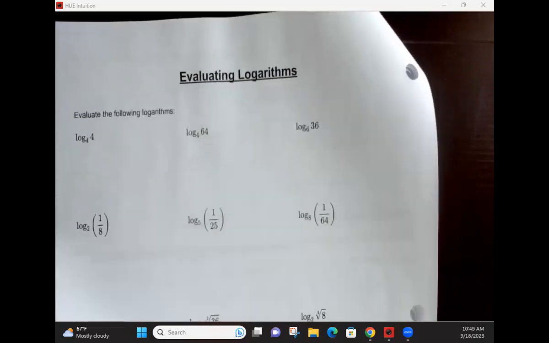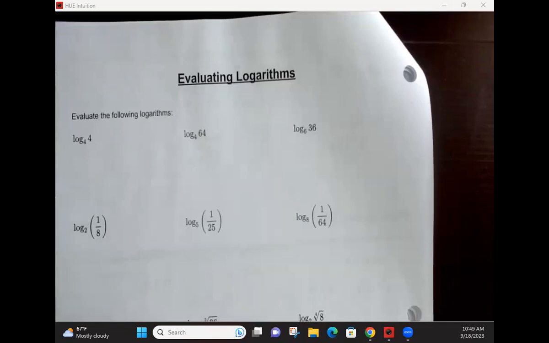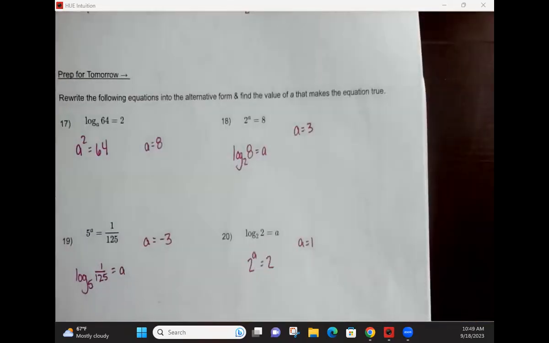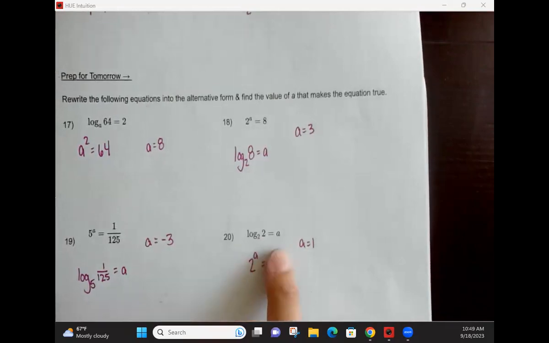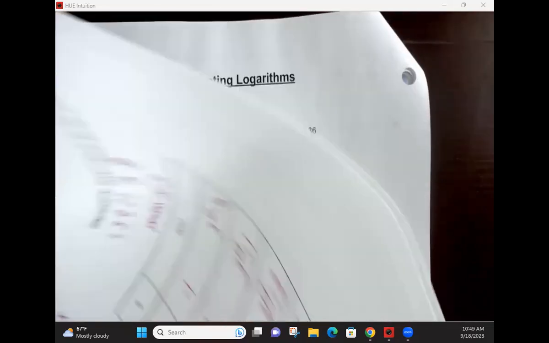This is really similar to what we did at the very end of class last time, where we were writing in those alternate forms, but then also giving that missing value. So for something like 2 to the 0, we had log base 2 of 2 equals a. We rewrote it in its exponential form, and then we said, what is a equal to? So what we'll be doing today is focusing on that evaluating piece for a log. What is this log equal to?